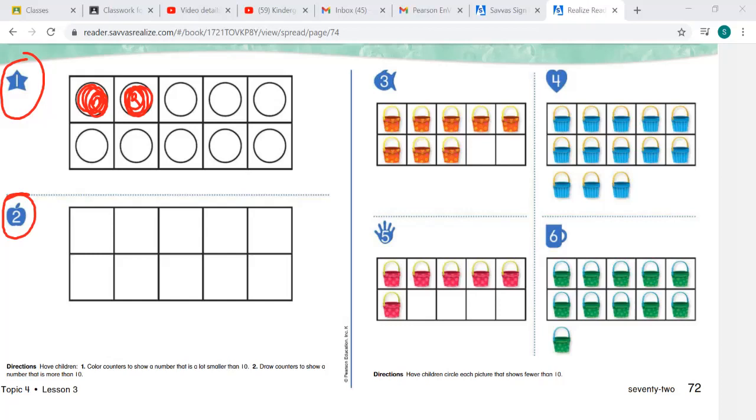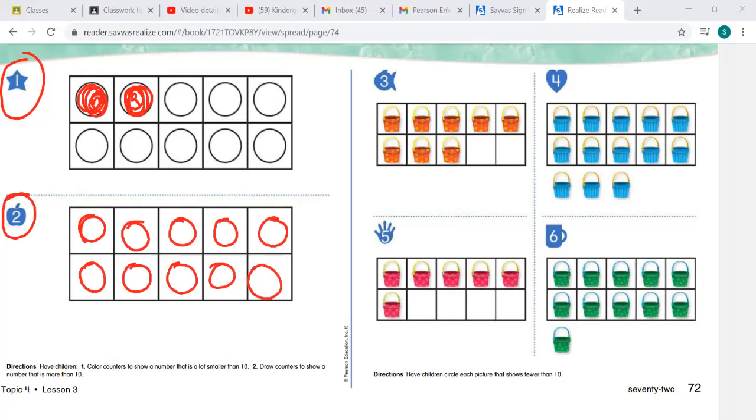All right, let's go to number 2. Draw counters to show a number that is more than 10. All right, let's draw some counters. And we are going to show a number that is more than 10. So should I fill up this 10 frame? Yes, I shall, because we are showing a number more than 10. Is that a number more than 10? Yes, we filled up our 10 frame. This is 10, and we have 3 more than 10. So we have 13.